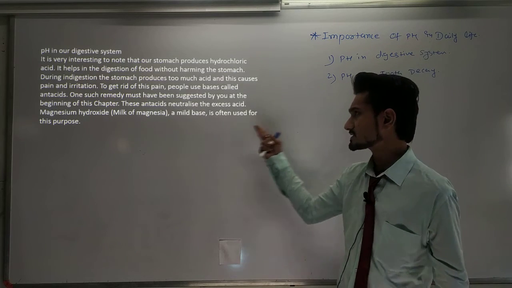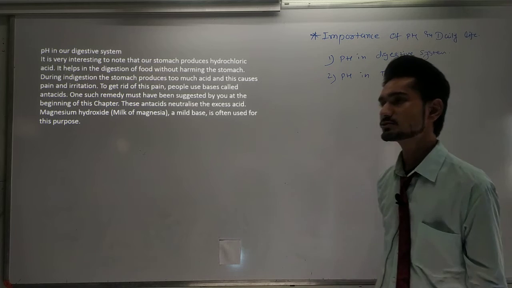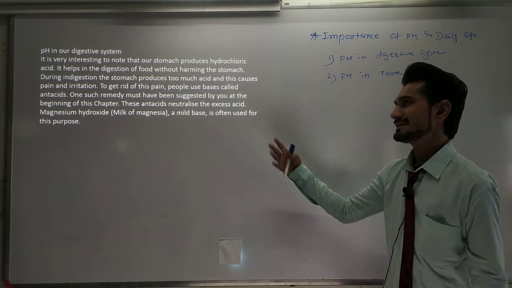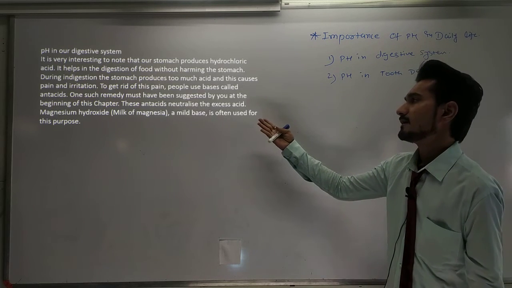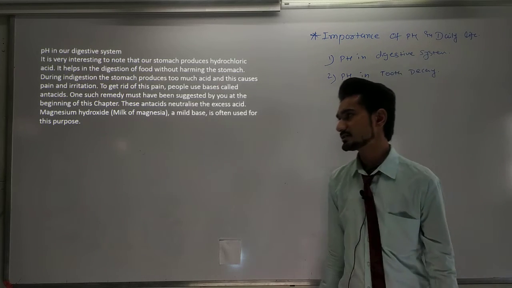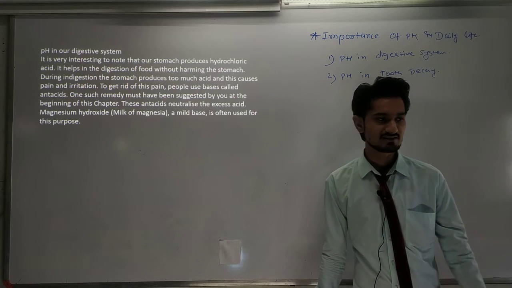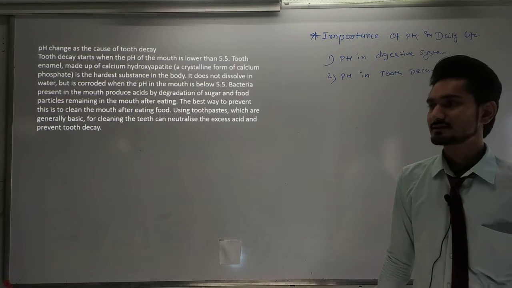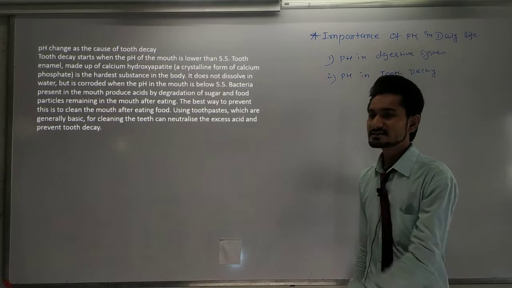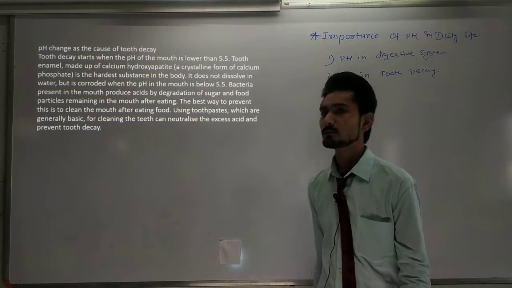One such remedy must have been suggested by you at the beginning of this chapter, and that is an antacid. Antacids are bases that neutralize the excess of acid, and that gives us magnesium hydroxide, which is also called milk of magnesia. So we have to drink that, and it will decrease the level of acid in our body. Next, pH change as the cause of tooth decay.